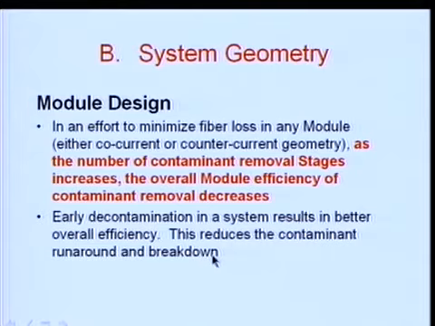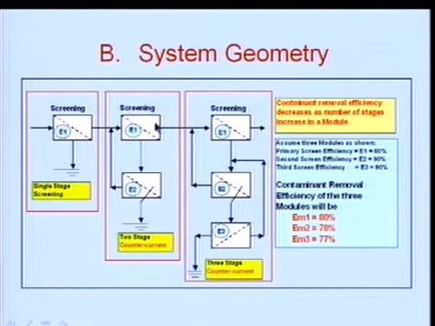Now I will show you examples of this. Here's a system, screening, basically one stage, two stage, three stage, all counter-current. The efficiency in each stage: first stage is 80%, second stage is 90%, and third stage is 90%. We can assume that we have decreased the size of the slots in these stages. Then the overall contaminant removal efficiency of each module: this first module will be 80% because this is the first one. The two-stage module will be 78%, and the three-stage module will be 77%. However, you could improve this if you went to an even smaller slot size and could get the efficiency up to 95%, then you will approach 78%.